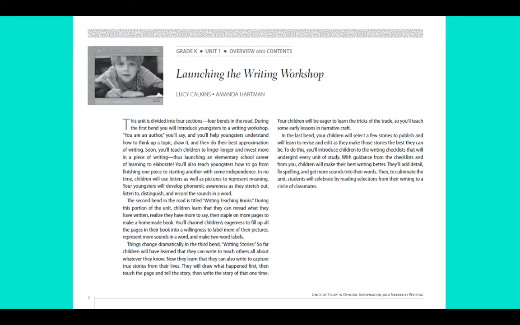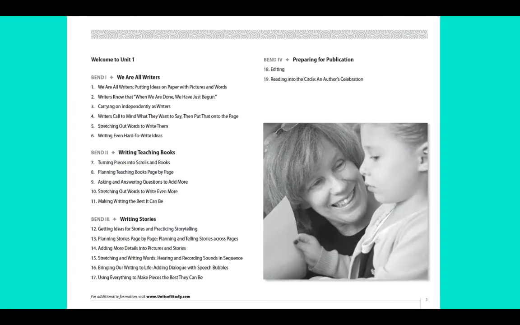Here you will see an overview for the first unit in the kit. Unit 1 is titled Launching the Writing Workshop. Students will begin the year learning and understanding their job in writing workshop. A summary of this unit is provided on page 2. Page 3 details the bends, or group of sessions.